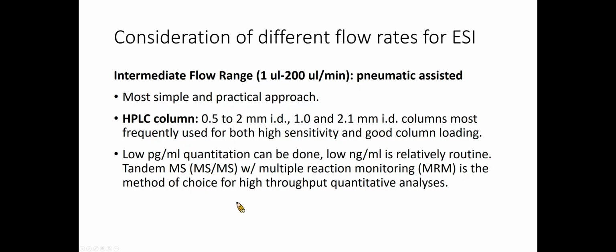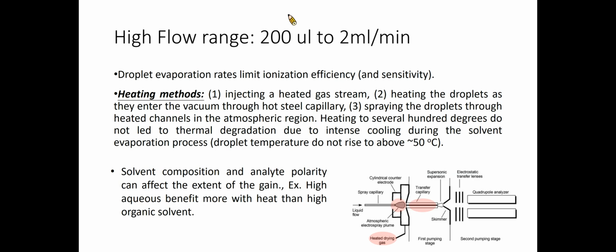The most commonly applied flow range is the intermediate flow range from 1 microliter to 200 microliter per minute, using HPLC columns with 1 or 2.1 mm inner diameter, which provides both high sensitivity and a decent column loading. In this particular flow range, sensitivity of ppb to ppt can be expected. When using a higher flow rate, droplet evaporation rates would limit the ionization efficiency and sensitivity.